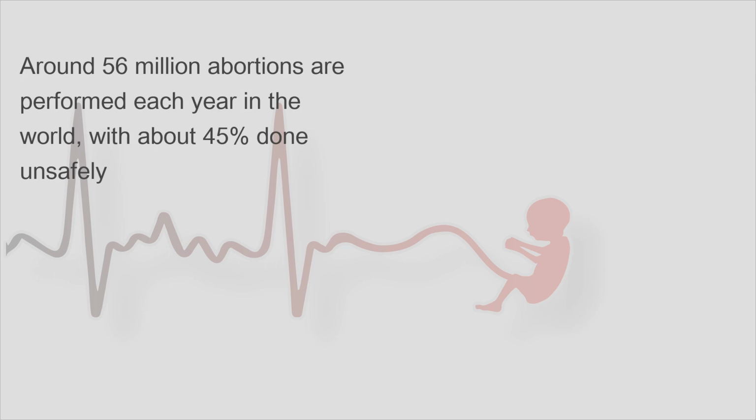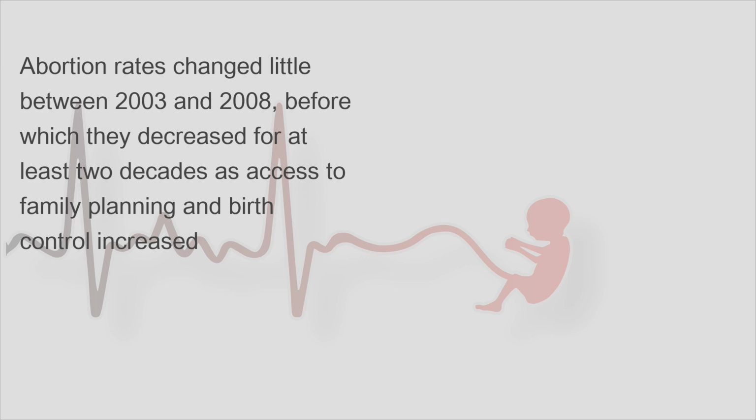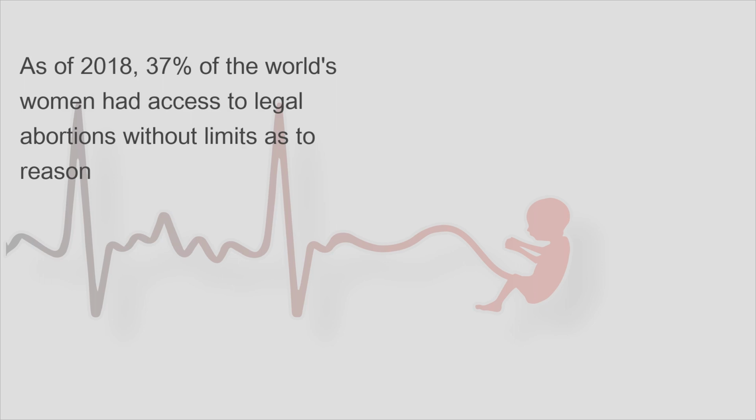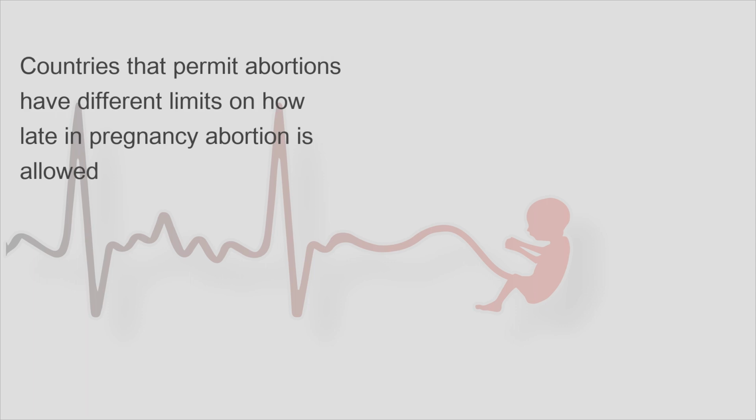Around 56 million abortions are performed each year in the world, with about 45% done unsafely. Abortion rates changed little between 2003 and 2008, before which they decreased for at least 2 decades as access to family planning and birth control increased. As of 2018, 37% of the world's women had access to legal abortions without limits as to reason. Countries that permit abortions have different limits on how late in pregnancy abortion is allowed.